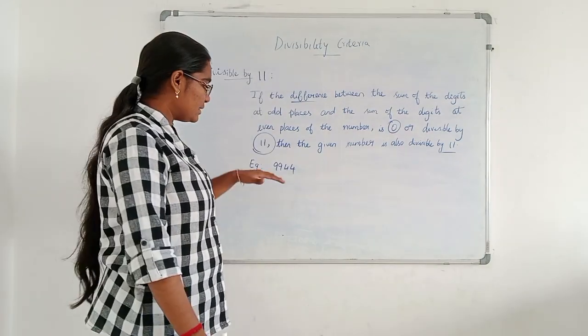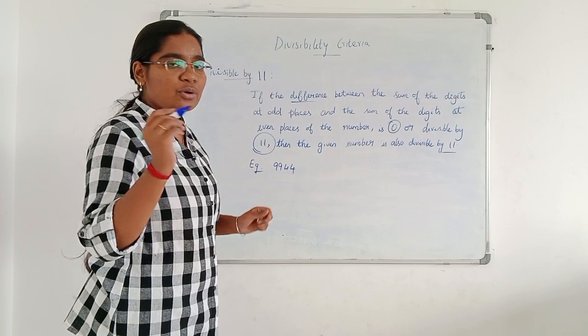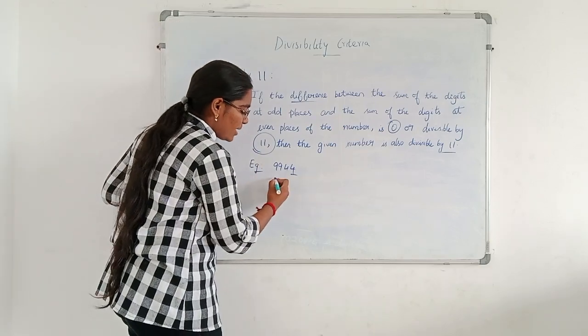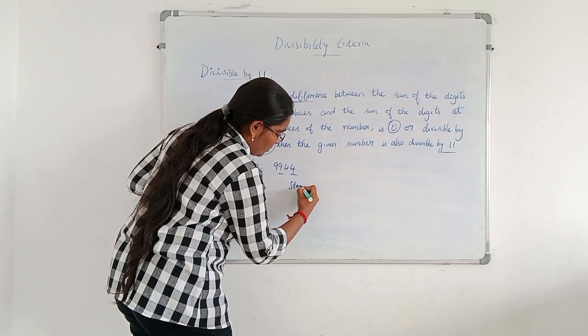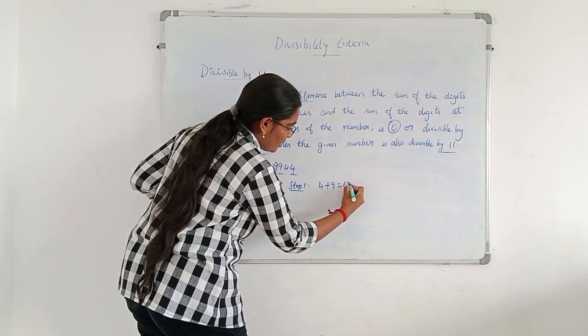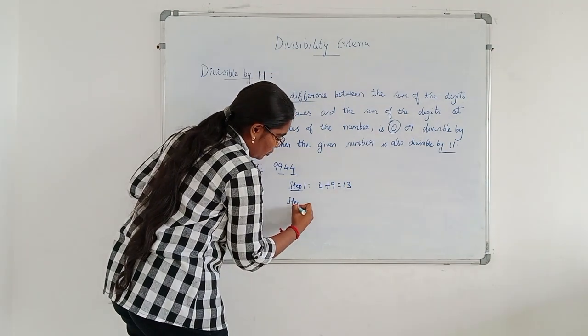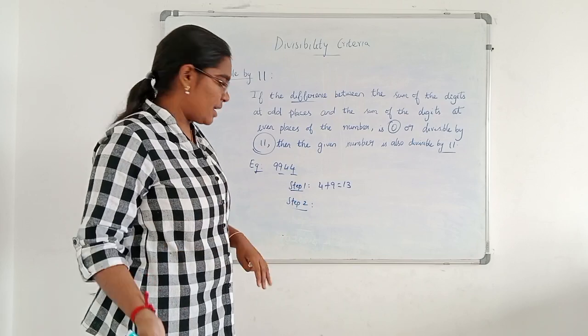Now, consider this example, 9944. So, step number 1 is you have to add the numbers at odd places. So, you have to add this 4 and 9. So, step 1: 4 plus 9. What will you get? 13. Okay, next step 2. You have to add the numbers at even places.